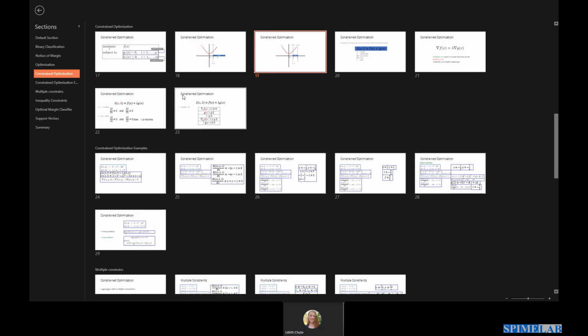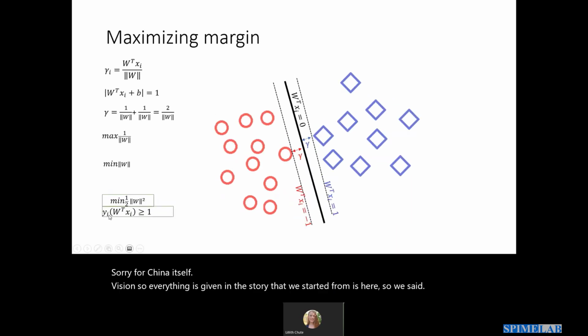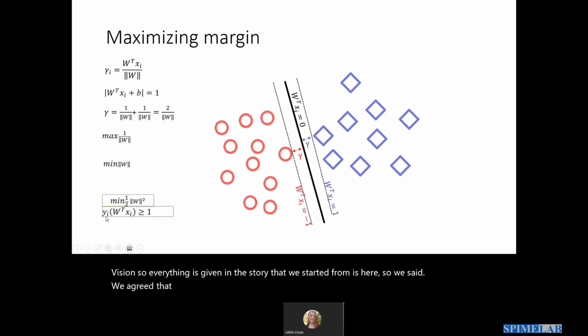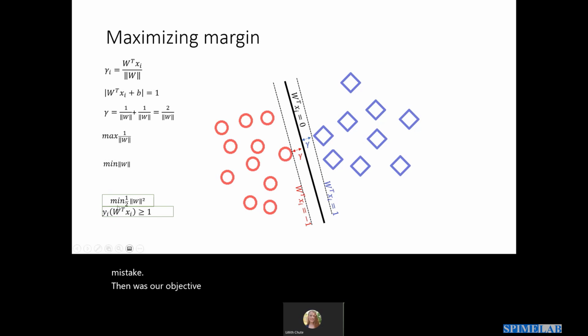So everything is given in the story that we started from. We agreed that y multiplied with w transpose x, if it is greater than 1, we are good. We made the w good to make classification correct. If it is less than 1, then we made a mistake. That was our objective till last week. Now we are having an additional thing there. We want to minimize norm of w.